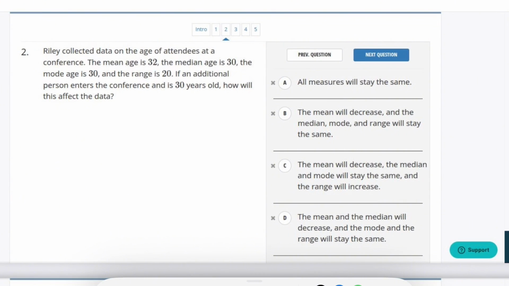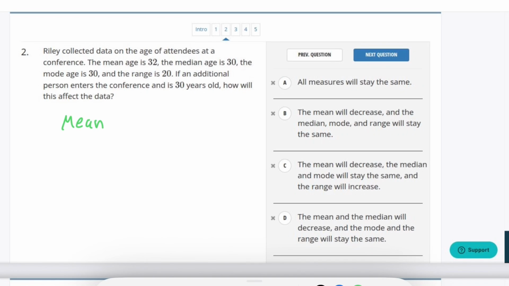Number 2. Riley collected data on the age of attendees at a conference. The mean age is 32. The median age is 30. The mode is 30. And the range is 20. If an additional person enters the conference and is 30 years old, how will this affect the data? So we'll go one by one and note what would happen to each one.